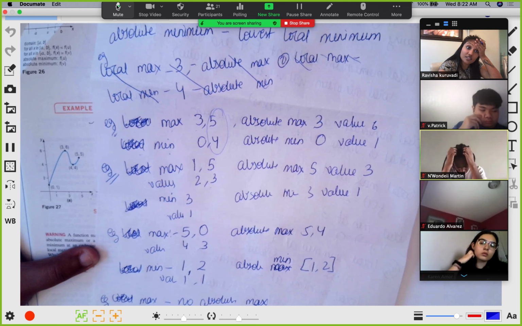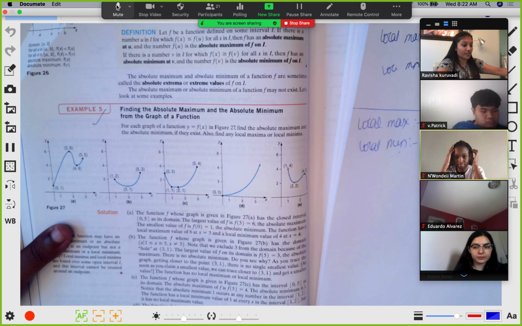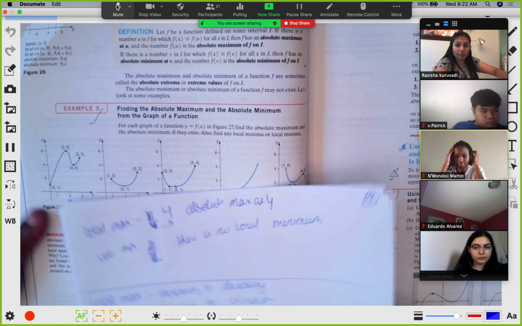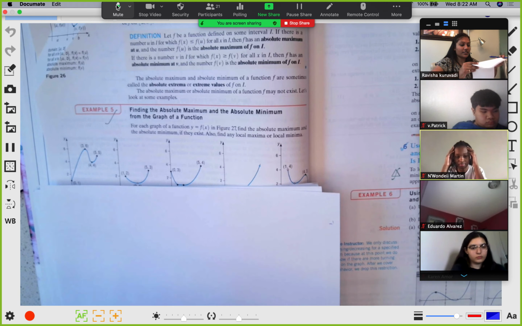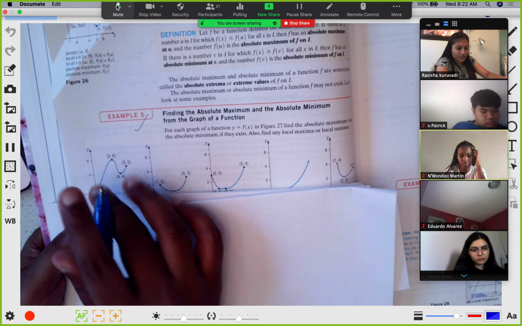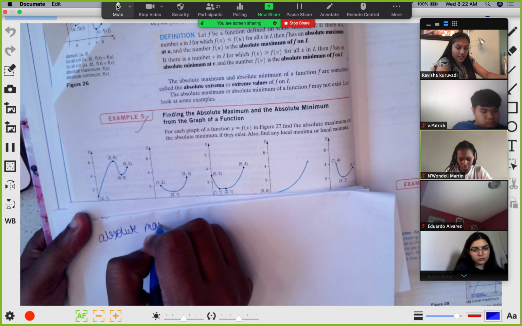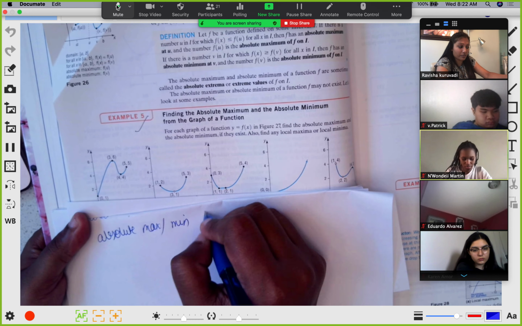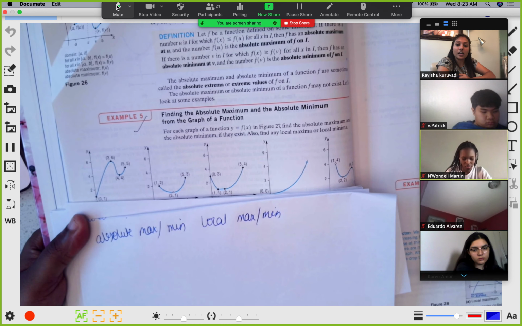Did this confuse you? Okay, let me explain again. I'll explain this again here. I'm going to do this example again, the first one here. Okay, so the question says I need to find the absolute maximum and minimum, and I need to find the local maximum and minimum also. I need to find these four things now they're asking me.